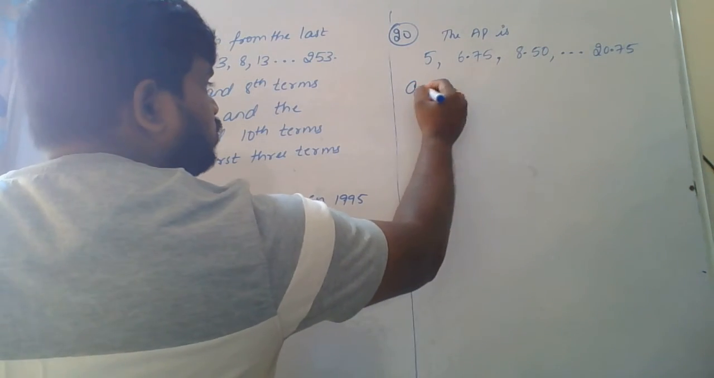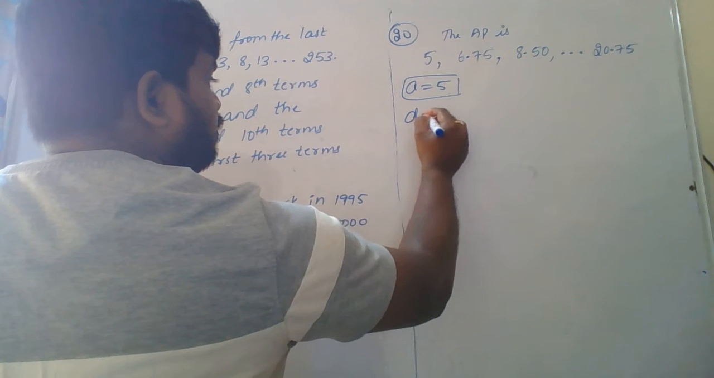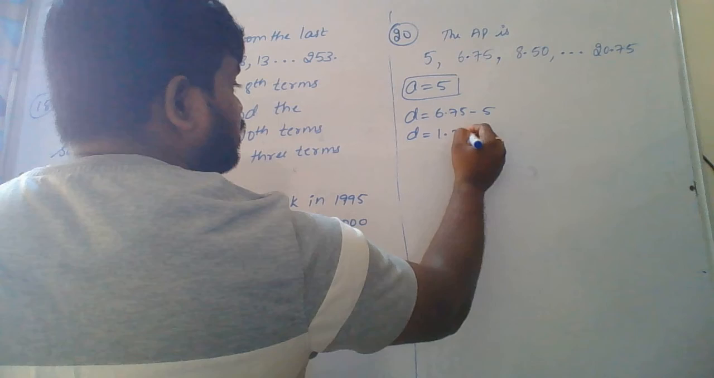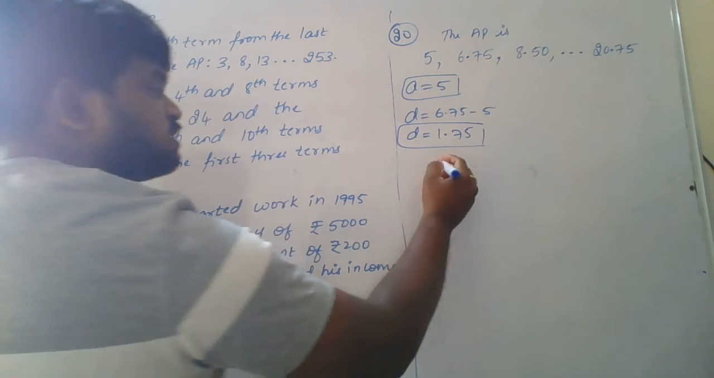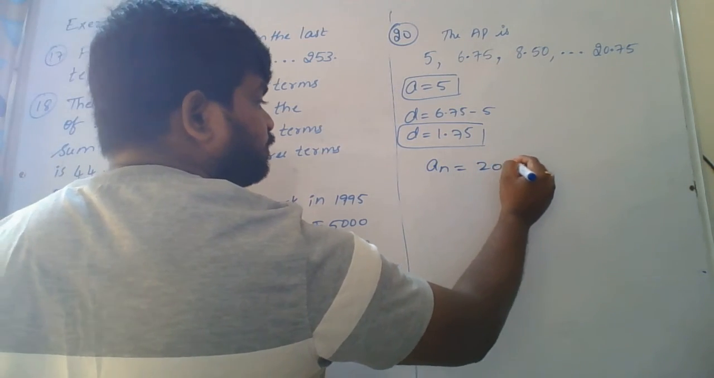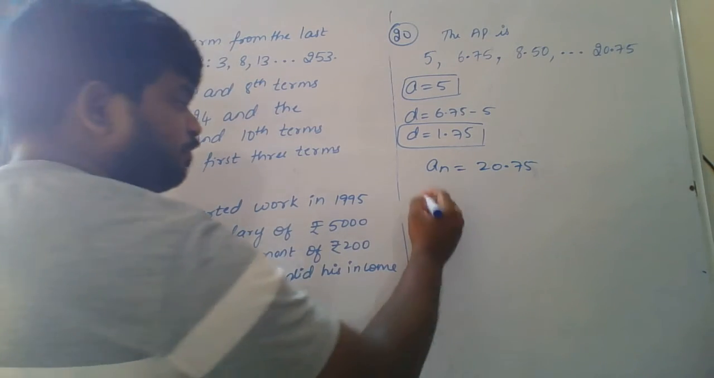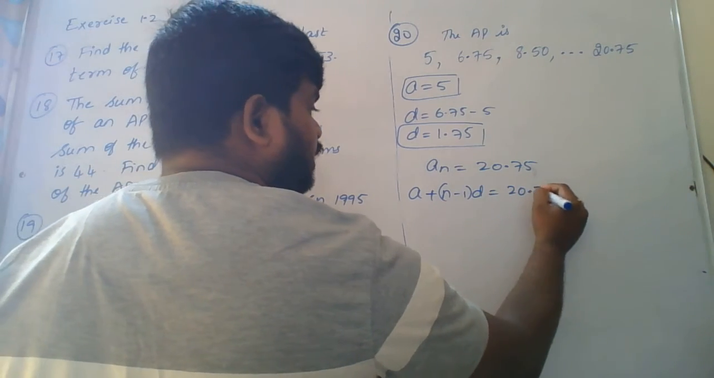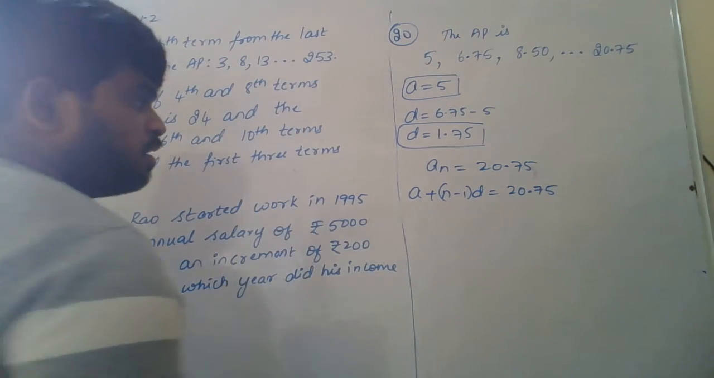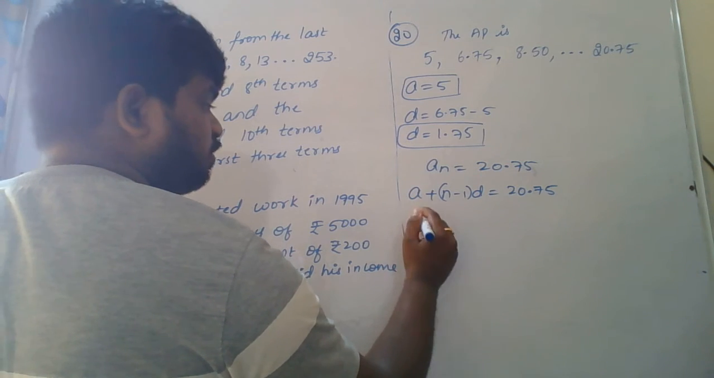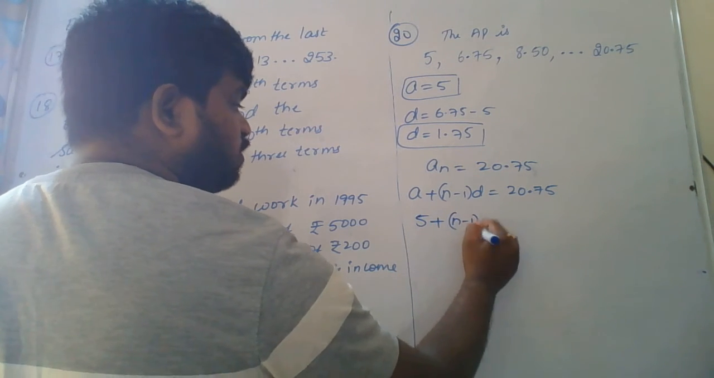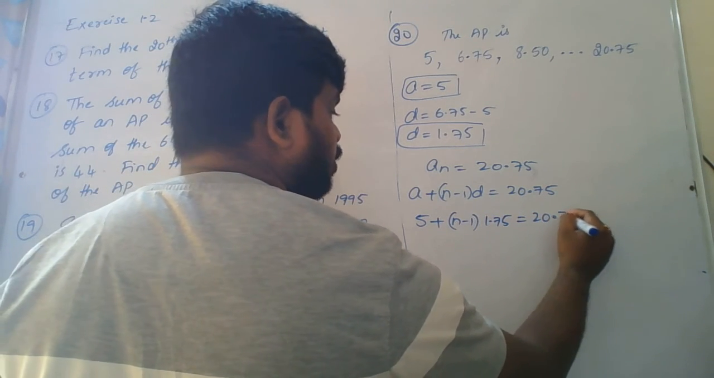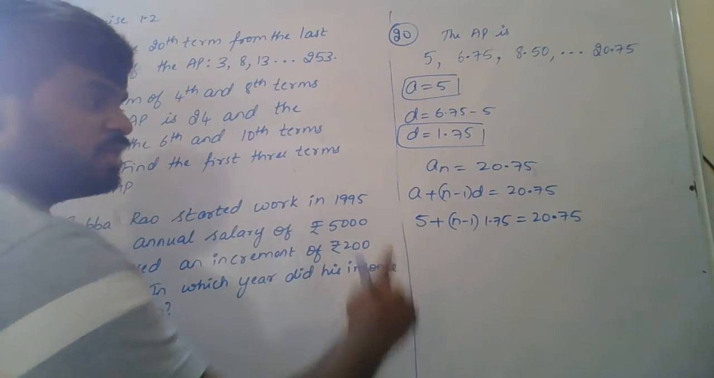So as usual, A value is 5, D value is 6.75 minus 5, which gives you 1.75. That is the value of D. The last term, as usual, we take it as AN. What is the formula for AN? A plus N minus 1 into D. That is equal to 20.75. So what is the value of A here? 5 plus N minus 1. What is the value of D here? 1.75 equals 20.75. Okay, send this 5 to the other side.